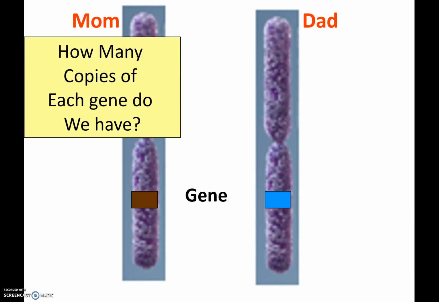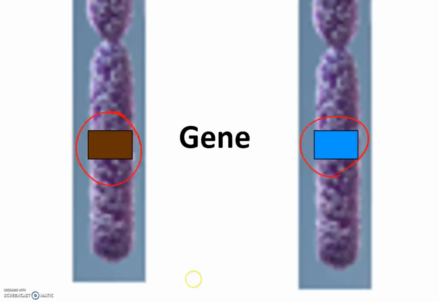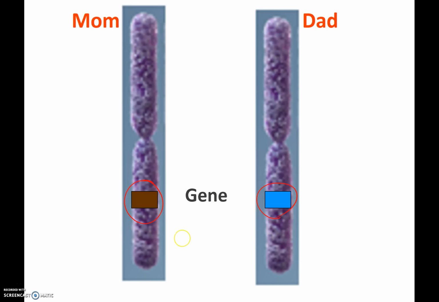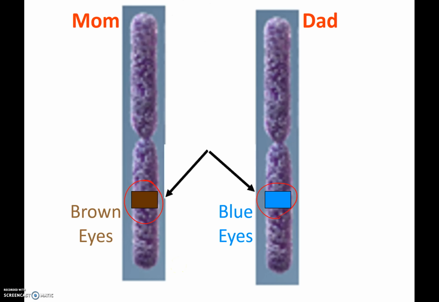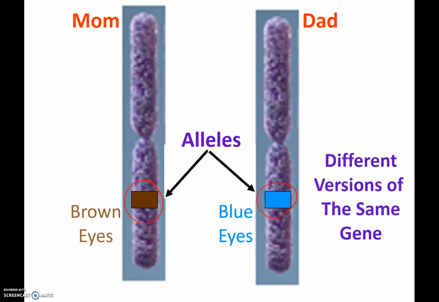And how many copies of each gene do we have? So I have the one from my mom, and I have the one from my dad. So I have 2 copies of each gene. So when I look at these copies, one says brown eyes, one says blue eyes. They're both for eye color. Now, these different options, I have a brown eye, I have blue eye on my DNA. These different options are called alleles. Alleles are just all the different versions for a gene.